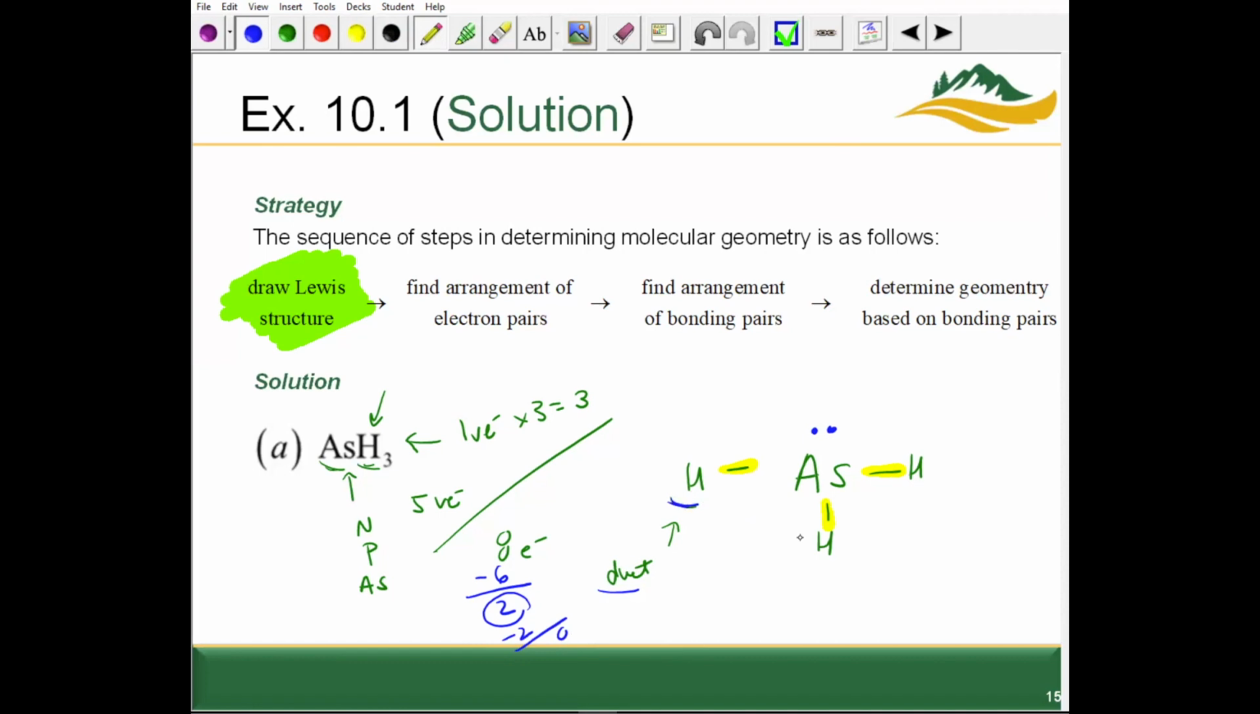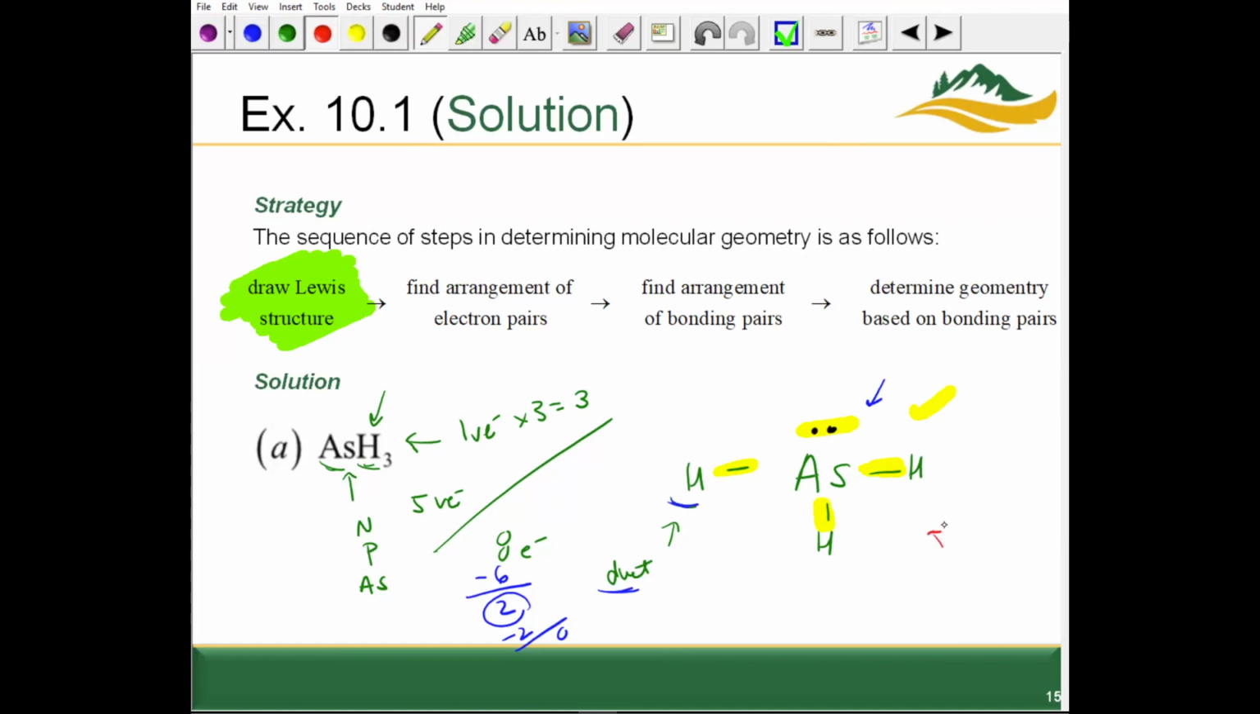The 3 hydrogen atoms all have a filled duet, and then arsenic now, so it was 1, 2, 3, 4, 5, 6, now 7, 8. So arsenic now has a happy octet. This is a good Lewis dot structure for this compound.